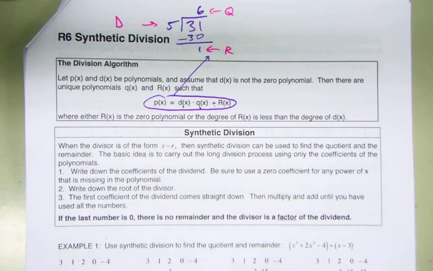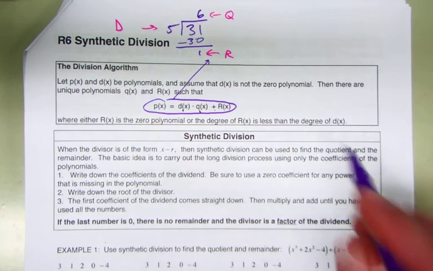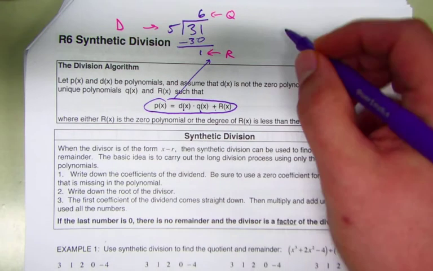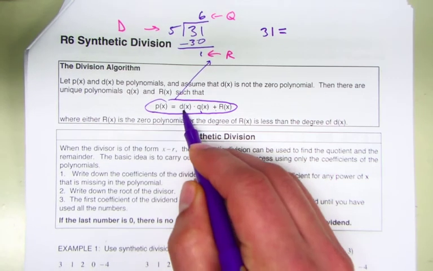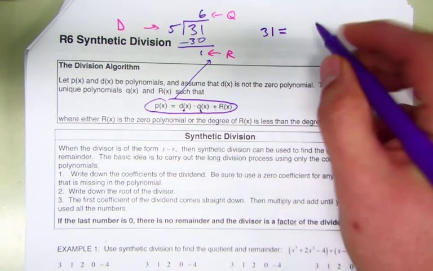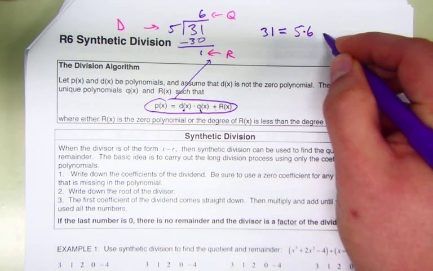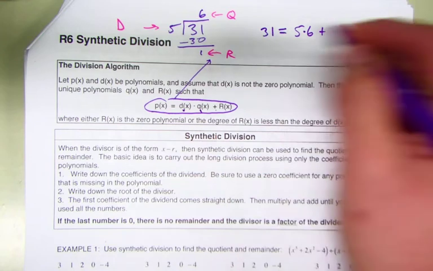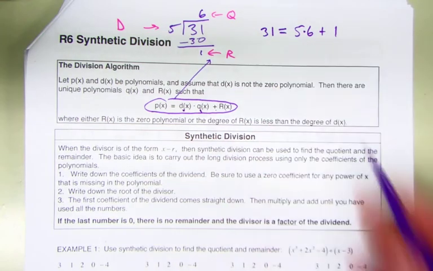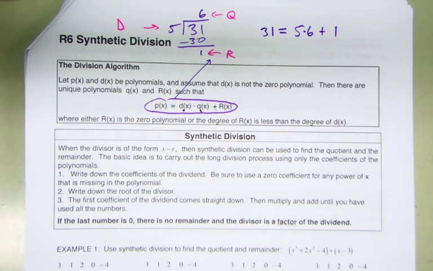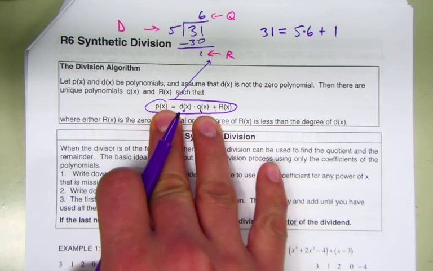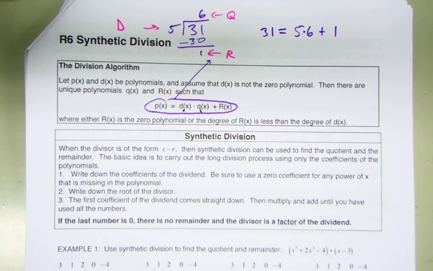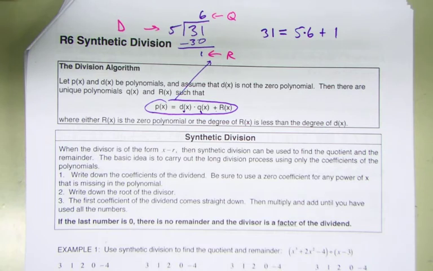Okay, the same will work with polynomials, but what this is telling you is that whatever we're dividing, so the 31, can be written as the divisor times the quotient. So that means 5 times 6 plus the remainder, which in this case was 1. And hopefully that makes sense. Okay? Does that kind of formatting make sense to you guys? Okay.